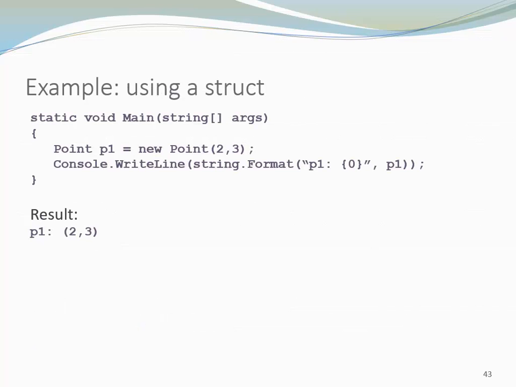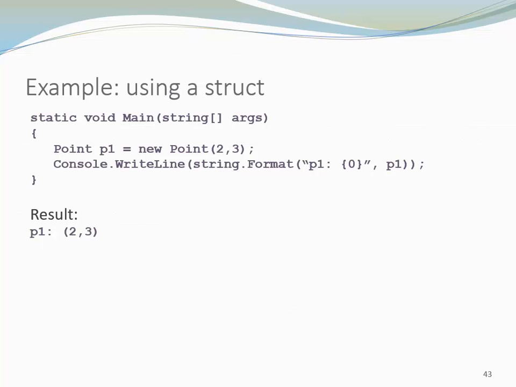Now let's have a look at using structs. So here I use the constructor to create a point, 2, 3. I assign it to a variable p1 of type Point, and I print it using the familiar string format syntax. Not surprisingly, it shows me that my point p1 has the coordinates 2, 3.